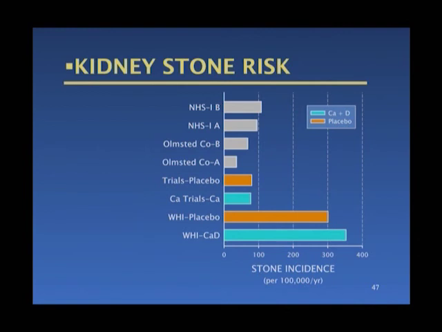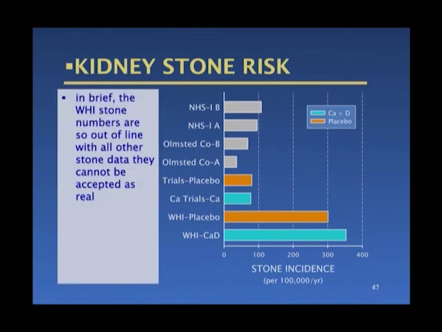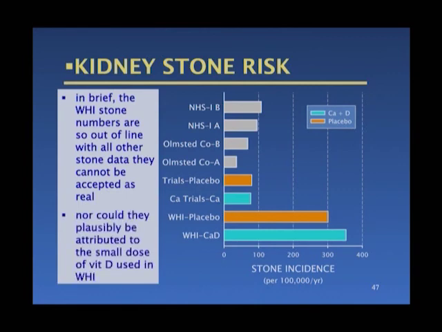Now, what was going on in WHI, nobody knows, but I think you have to, I mean, any experienced epidemiologist would say there's something wrong with these numbers. In brief, WHI stone numbers are so far out of line with all the other stone data available in the US that they can't be accepted as real. And nor could they plausibly be attributed to the tiny dose of vitamin D that was achieved in WHI.